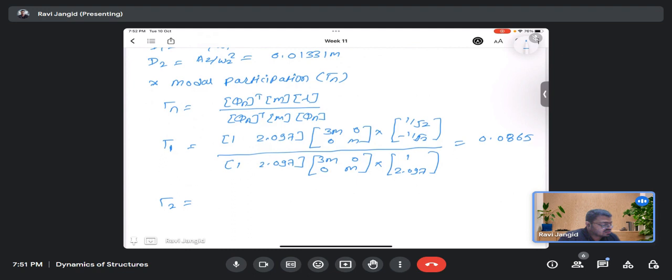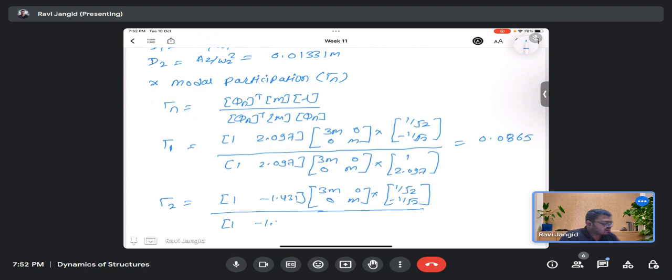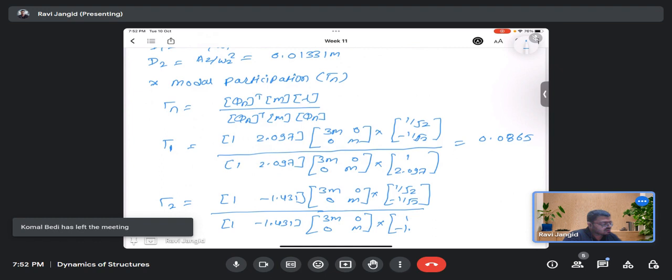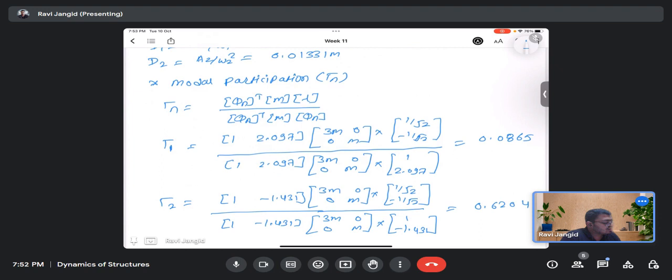Similarly, calculate the participation factor for 2. That would be 1, minus 1.431, with mass matrix 3m, 0, 0, m, and influence vector 1 by root 2, minus 1 by root 2. If you do that, you will get 0.6204.